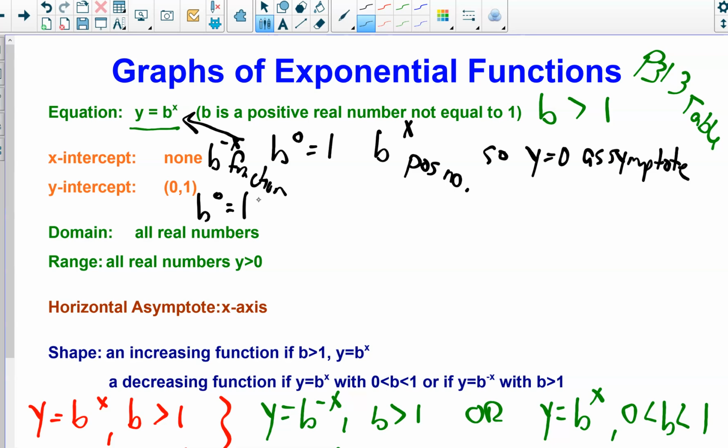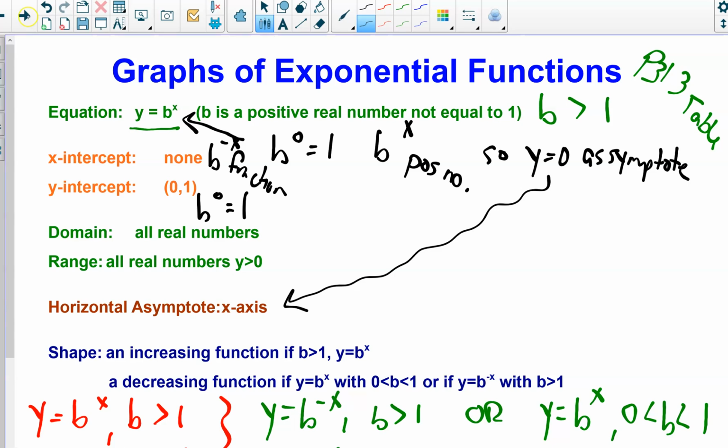The domain is going to be all real numbers, and the range is going to be all real numbers greater than 0. And then the horizontal asymptote is going to be the x-axis, which is y equals 0.